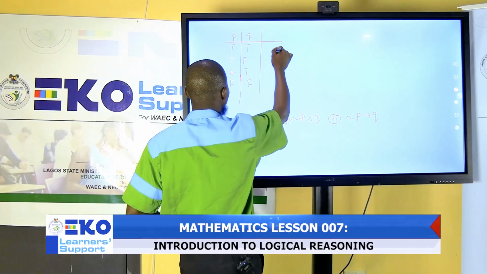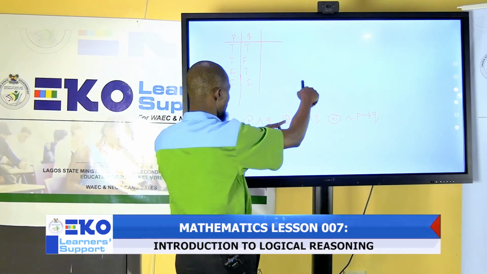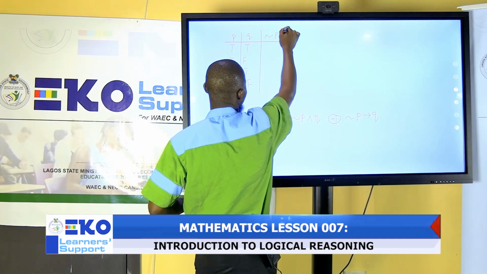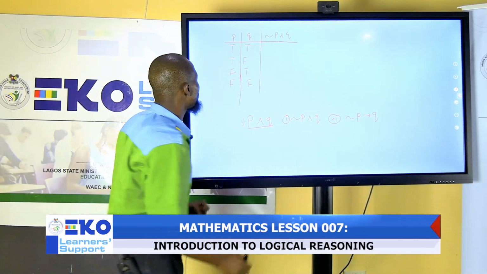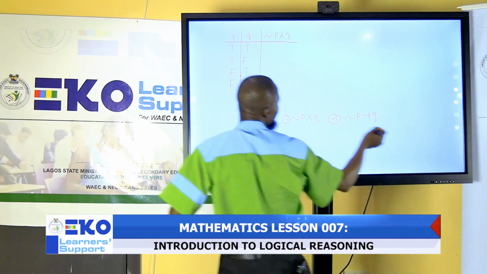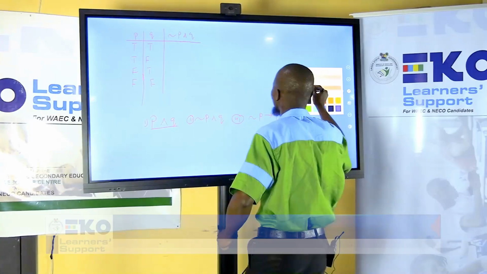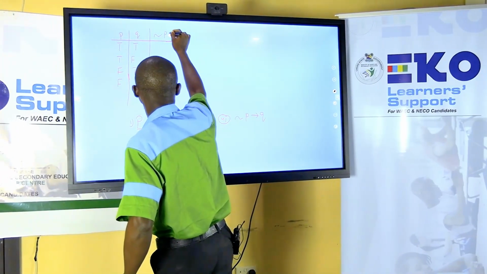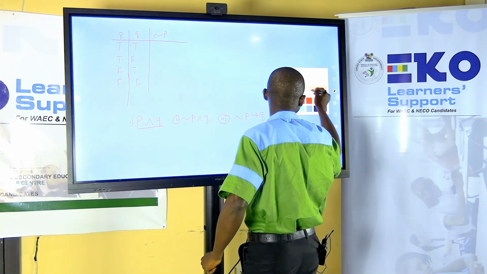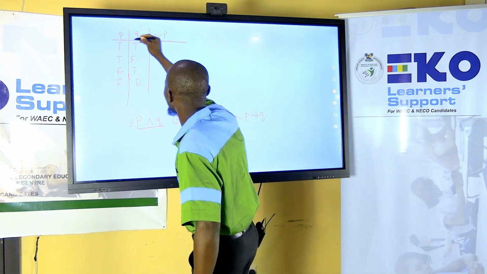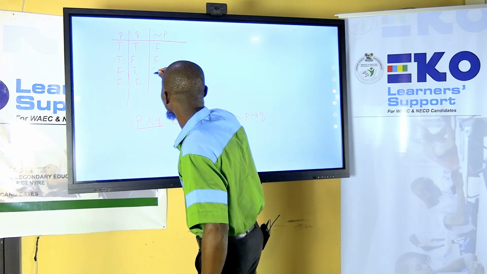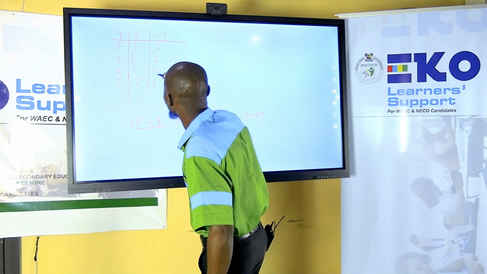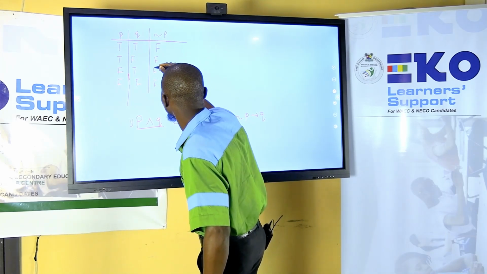So if you need to do this, not P and Q, we cannot do this first. We have to go and find not P first. Not P means negate this. False, false, false, false. Sorry. This is false, false, and this is true, true.